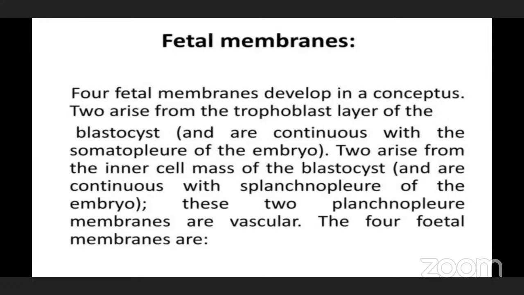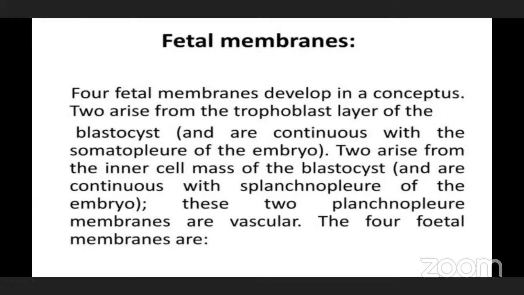So first of all, what is a blastocyst? After fertilization of egg and sperm, it will form a zygote. This zygote will divide continuously, and it will form a ball of cells which is called a blastocyst. This blastocyst has the outer membrane which is called the trophoblast, and inside you have a mass of cells which are called the inner cell mass.